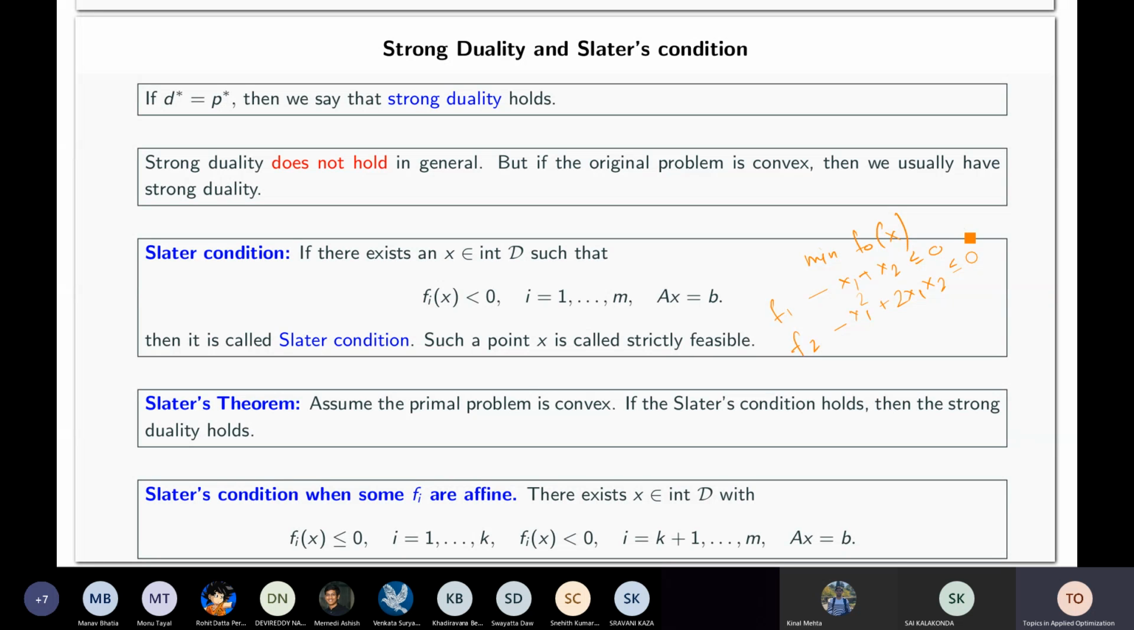What this is trying to say is that strict inequality is not needed if you have affine functions. If I have affine, it is still okay for that to be equal, but wherever you have non-affine functions, there it is enough to satisfy strict inequality. So this is a further refinement of the Slater condition. You look only at the non-affine inequality constraint functions, and you have to get strict inequality only on those. It is okay for affine ones to be less than or equal to 0.